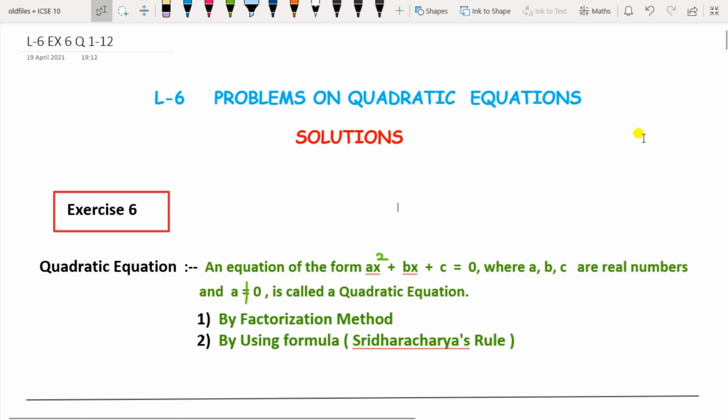In the I-link above, I have shared the video of lesson 5, exercise 5a, in which we have solved different types of quadratic equations by factorization method. So if you practice that exercise properly, then lesson 6 will be easy for you.